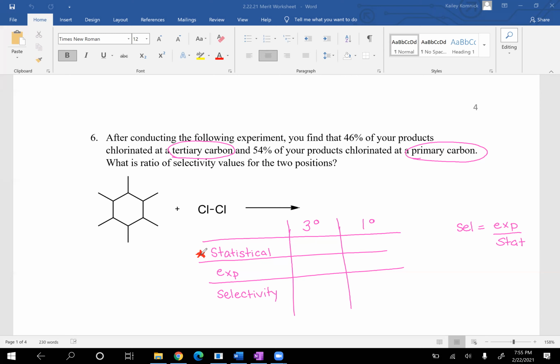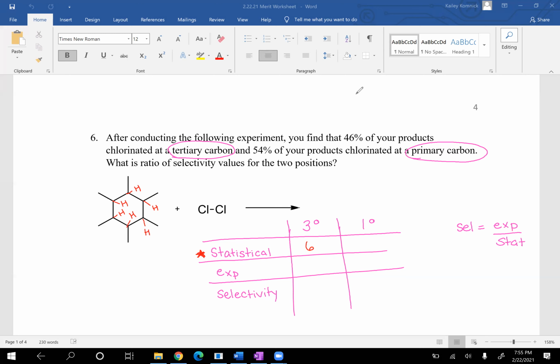What we're going to do is just count the number of positions where halogenation can happen. What I really mean by that is we want to look at the hydrogens. We know that everywhere there is a hydrogen, we can have a radical halogenation reaction. So in this particular case, we have 1, 2, 3, 4, 5, 6 tertiary hydrogens. So the statistical here is going to be 6.